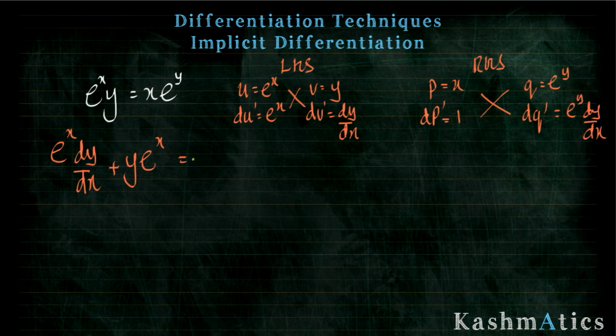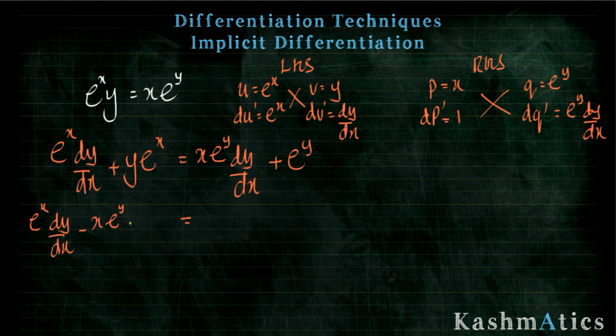So that's x e to the power y dy by dx plus e to the power y. As you can see, there's lots of terms which are very similar here, so I've got to be careful. Anyway, what I'm going to do is what I did before. Everything with a dy by dx, I'm going to put on the left-hand side. So e to the power x dy by dx, take away x e to the power y dy by dx, equals e to the power y, take away y e to the power x.